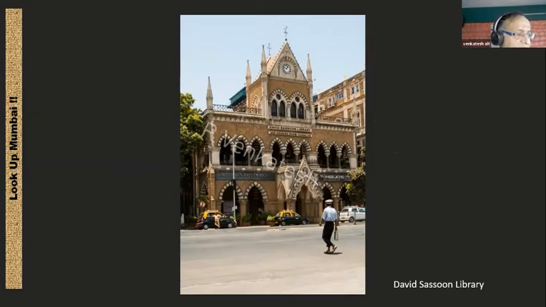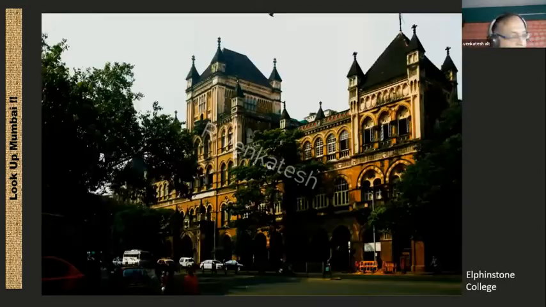So Jacob Sassoon Mill was the largest in Mumbai. They adopted English over Arabic. So a lot of this cultural change is also happening at that point in time. Okay, it's 10:56 and we will progress to Elphinstone.